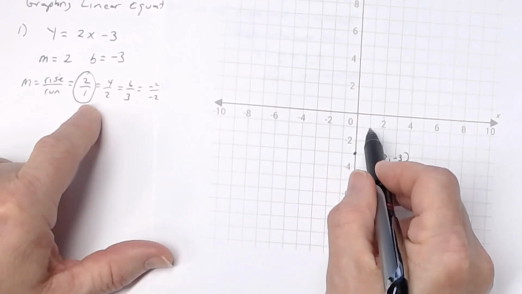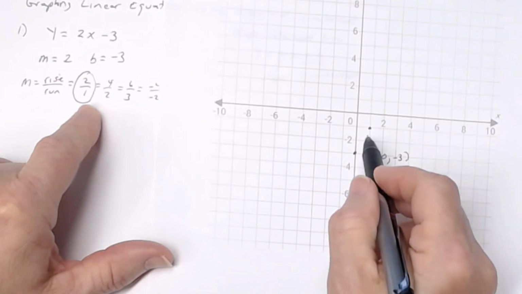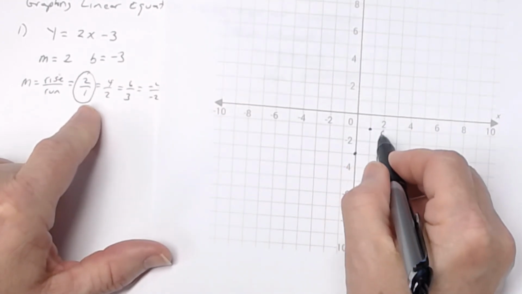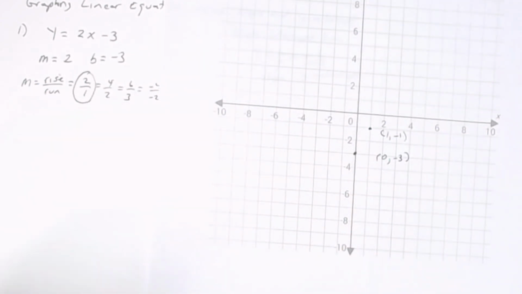Since it's positive, and it was negative, I would go to the left. And there's my other point. So another point on that line is (1, -1). And then all you do is just draw that line, and there's the graph.